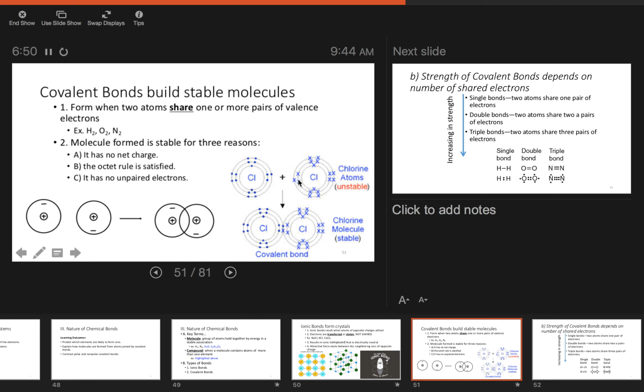So chlorine over here needs one more electron. This chlorine needs one more electron. They say, hey, let's share these electrons so we can both be happy, and now a covalent bond has formed.